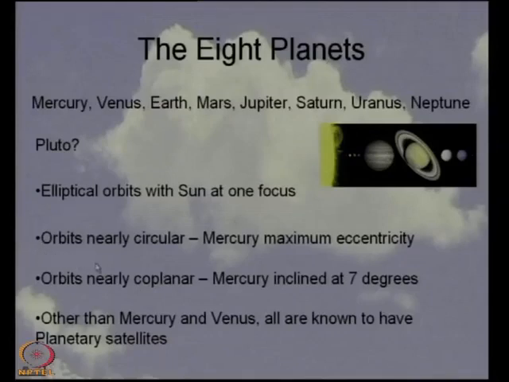These orbits are nearly circular, they have very small eccentricity. Mercury has the maximum eccentricity of all the planets. Okay. The orbits are also nearly coplanar, approximately in the same plane, except for Mercury, which has the maximum inclination, which is 7 degrees, okay, amongst the planets. This is not directly related to this. Other than Mercury and Venus, all the known planets have planetary satellites.